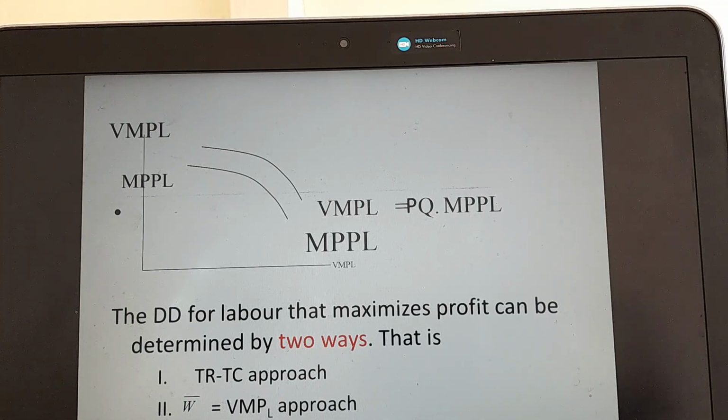The demand for labor that maximizes profit can be determined in two ways. The price of the factors of production is determined by the interaction of demand and supply of factors of production generally. The interaction of demand and supply in a perfectly competitive market is determined in two ways: the total revenue and total cost difference approach, and the other is the value of marginal product approach.